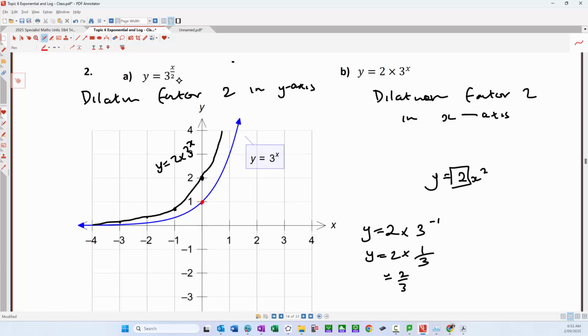But you can also see, hopefully, that if you sub 0 in here, that's 3 to the 0, which is 1. Okay. All right, so what we're going to do now is dilate some other values.